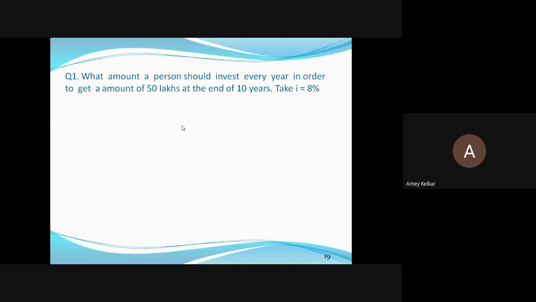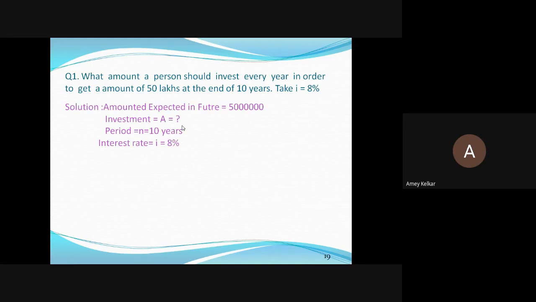So here it's a reverse example where what amount a person has to invest every year in order to get 50 lakh at the end of 10 years. Means here we have to find the annuity where the future is given. Okay, we have to take annuity and future is given. Just please note down this thing.